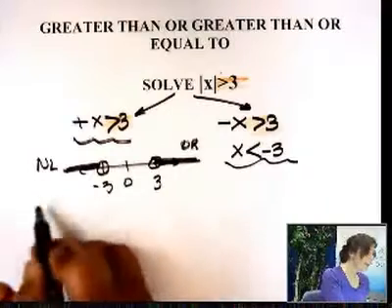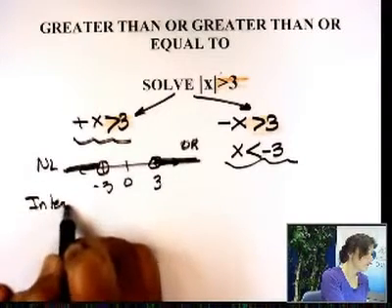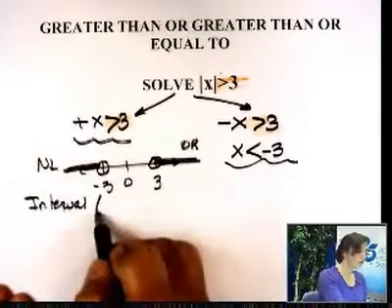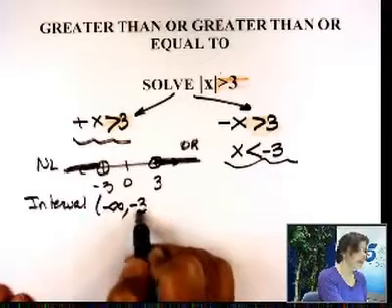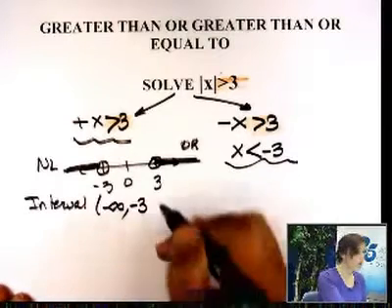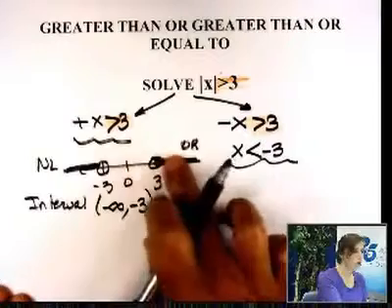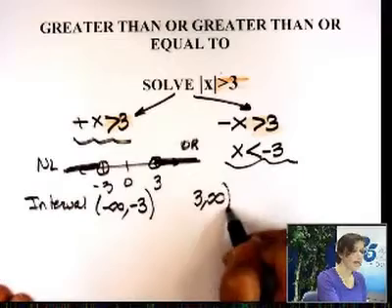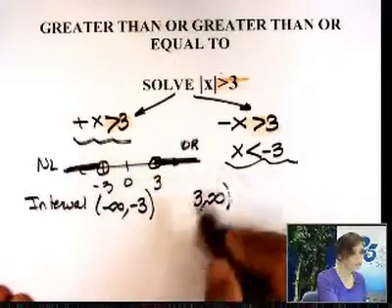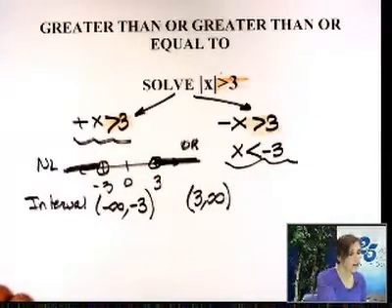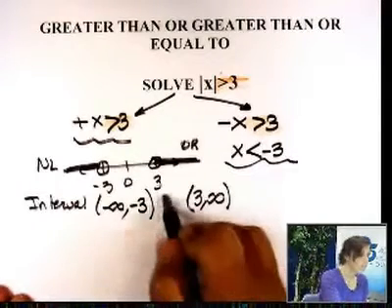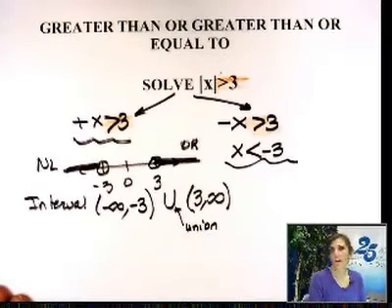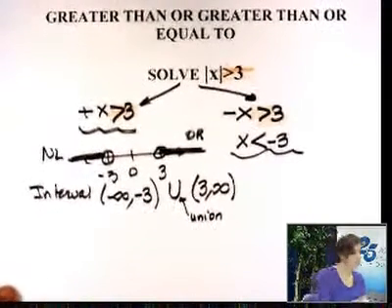Great. How do I write that in interval notation? I start with this piece. What's the smallest value? -infinity. Where does it stop? -3. Do I want -3? No. Parentheses. Now I'm going to talk about this one. 3. How far do I go? Infinity. Infinity always takes parentheses. Do I want 3? No. So it is parentheses. How do I put these two together? With the union.